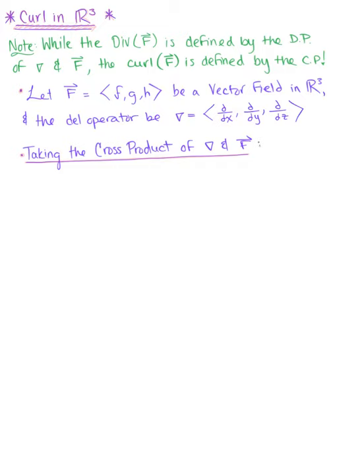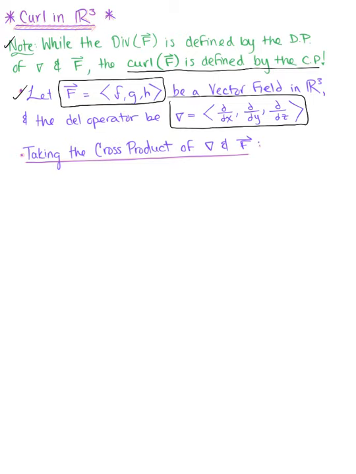Here we're exploring curl of a vector field in space. So let's begin by noting that while the divergence of a vector field is defined by the dot product of the del operator and the vector field, the curl of a vector field is defined by the cross product. So let's begin by letting our vector field F be defined by components f, g, h, and we also want to let the del operator be that vector with components ddx, ddy, and ddz.